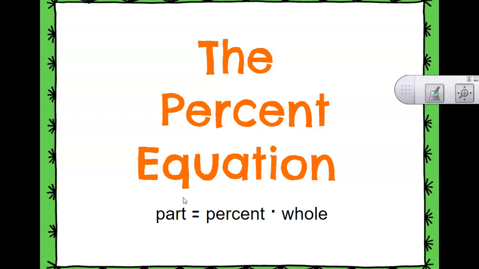Hello, everybody. Today we are going to be learning about the percent equation. The percent equation is part equals percent times the whole. We use the percent equation as our quicker, shorter, everyday method because it's easier to use to calculate percents or parts or wholes versus using the percent proportion.